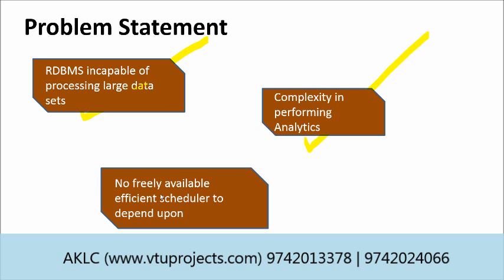The third problem statement is no freely available efficient scheduler to depend upon. Meaning, if we have come up with the tool to generate the report out of the huge amount of data that I told you earlier, any user who wants to generate the report will have to run that tool we are going to create every now and then. So every time he wants to know the result, he needs to run that software. For example, I want to know how many visitors visited my website in between 12 to 2 p.m. today. So I need to run that algorithm today.